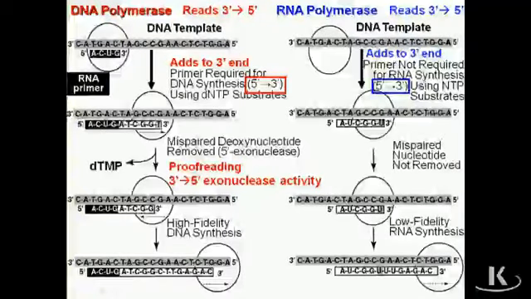It's like this. It's chugging along, reading the template from 3 to 5, synthesizing the product from 5 to 3. Uh-oh, makes a mistake. It's got to slap the gear shift into reverse, right? So now it has to go backwards from 3 towards 5 prime. It's got to chew up that base. That's the exonuclease activity. It's got to put it back into first gear, let out the clutch nice and slow, and then it's going to go back from 5 to 3 prime and extending the nucleic acid as it's being synthesized from 5 to 3 prime.